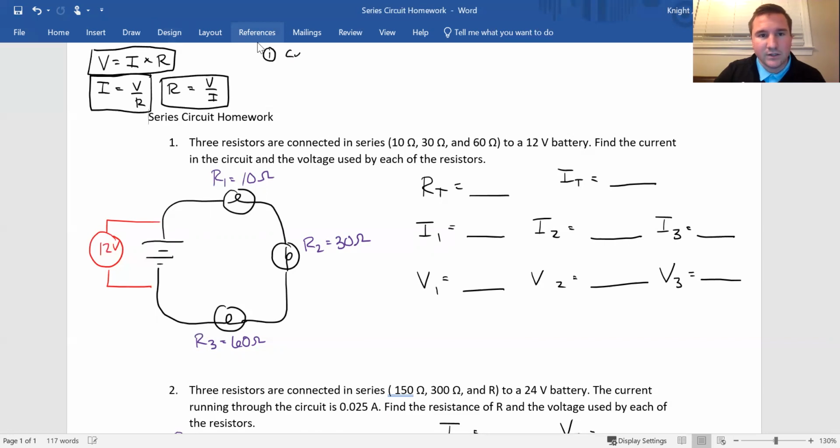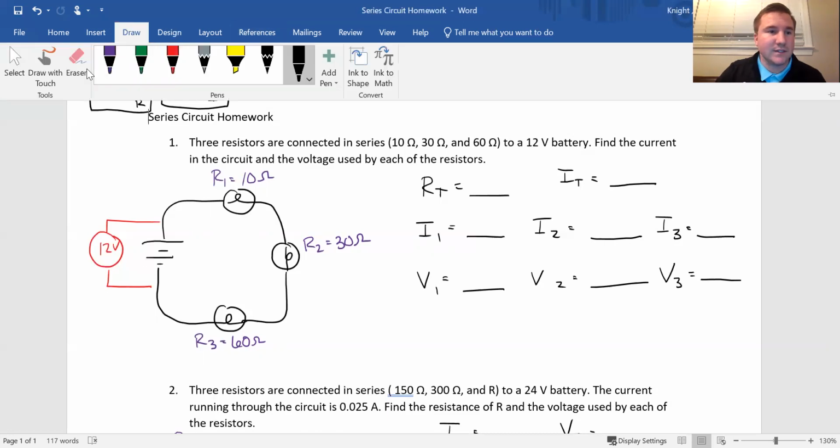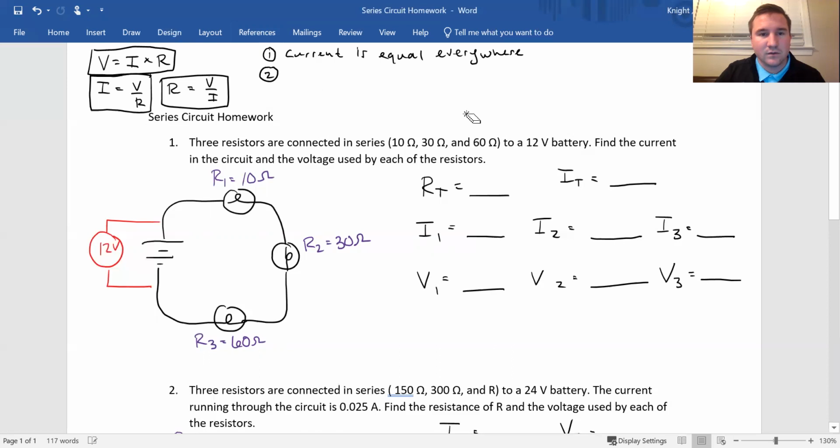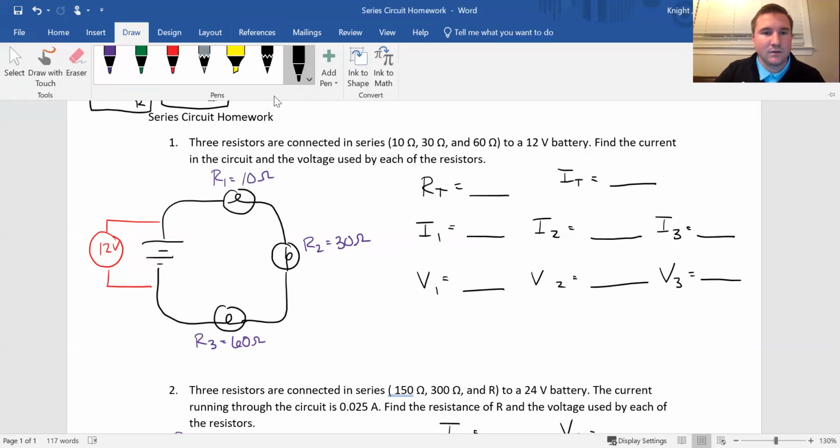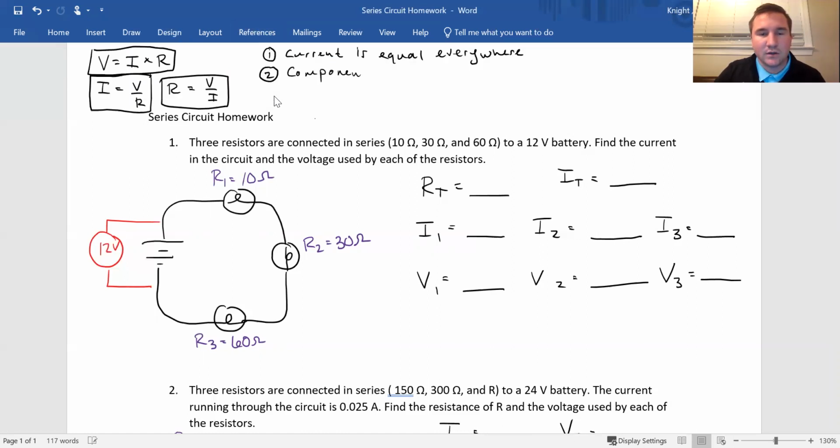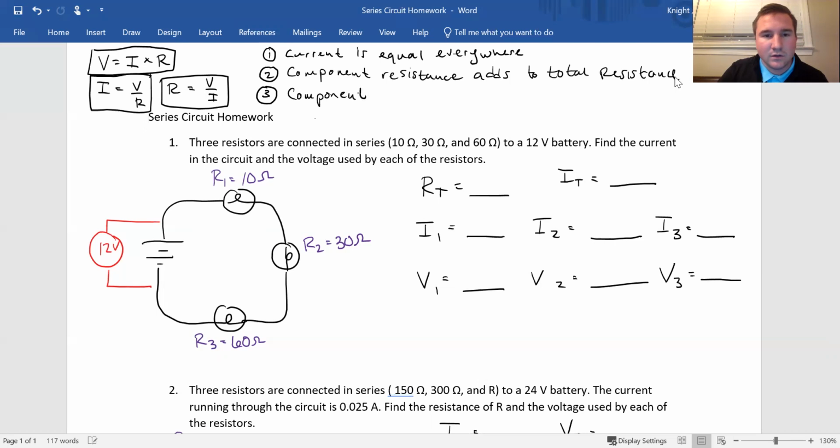One, that current is the same everywhere. Two, component resistances add to the total resistance. And three, that the component voltages add to the battery voltage.